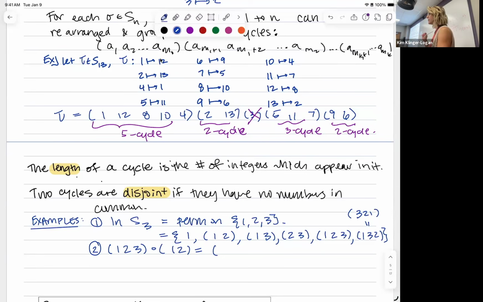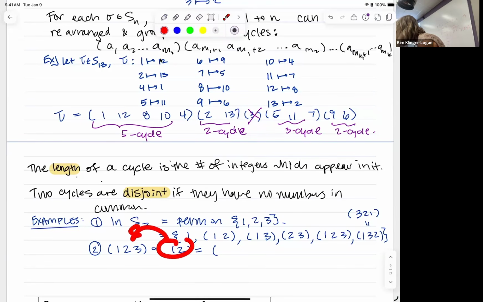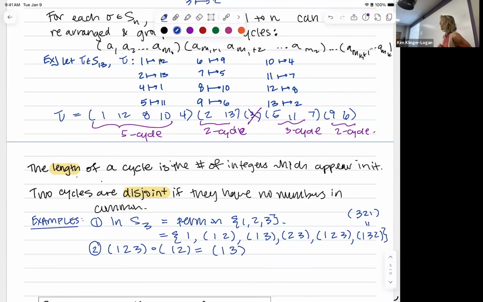Does that make sense? Okay, so this is function composition, so I'm going to work from the inside out, in this direction. Let's just think about what happens with 1. We always ask ourselves, what about 1? What is 1 doing? 1 is going to 2, and then 2 is going to 3. Very good, so this is going to 3. Now I ask myself, what is 3 doing? Well, there's no 3 here, so 3 is fixed. And then 3 is going to 1 here. So when I compose (1 2 3) and (1 2), I actually get this element.